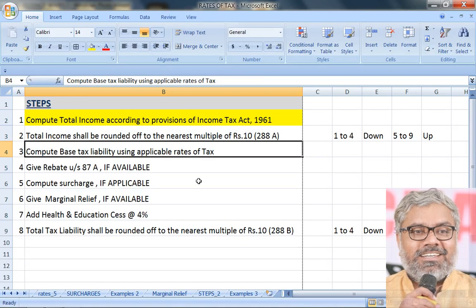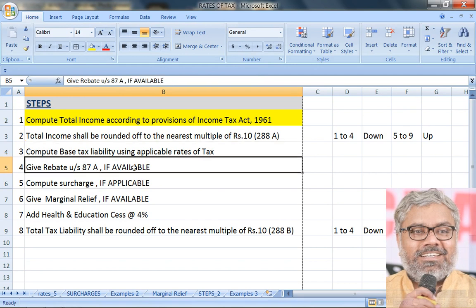We know how to round it, we know how to calculate base tax for all types of SSCs. All types of SSCs' base taxes are mentioned in the Finance Act: individual, HUF, AOP, BOI, artificial juridical person, slab rates. Individuals of 60 years and 80 years have slightly different basic exemption limits. Then firm, LLP and local authority 30%. Cooperative society once again slab rates. Domestic companies either 25% or 30%. For foreign companies 40%. These are all base rates of tax.